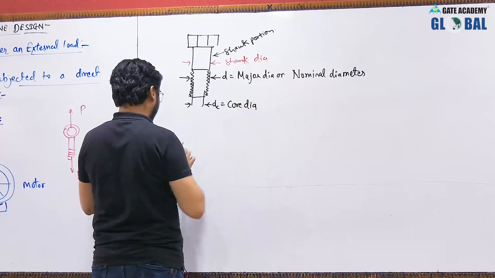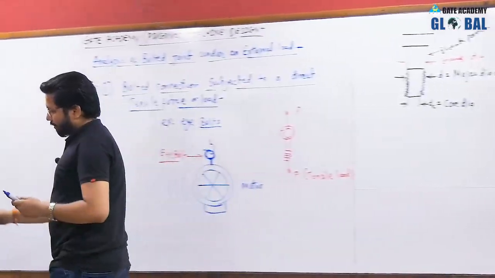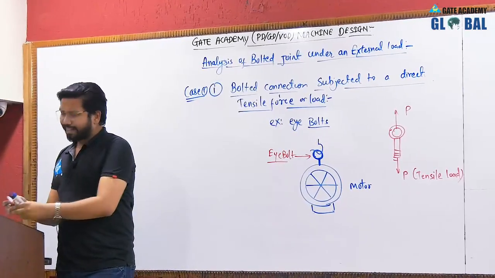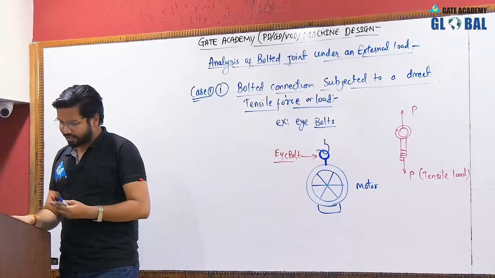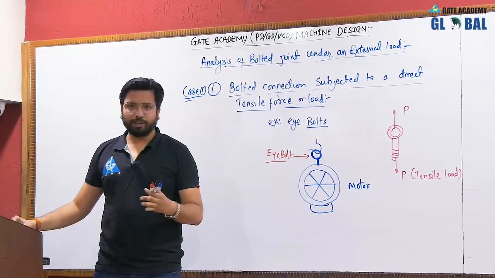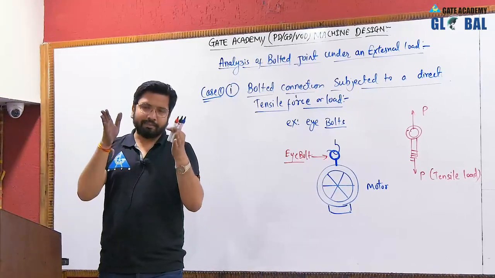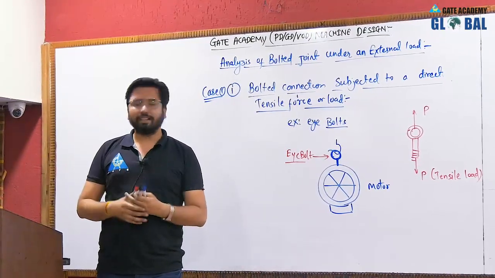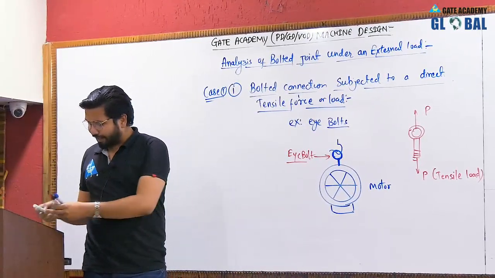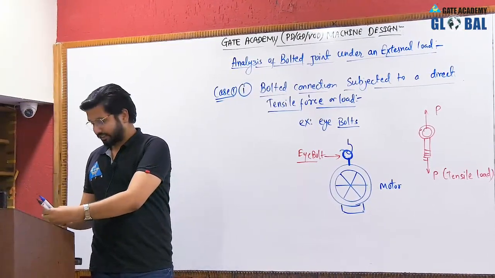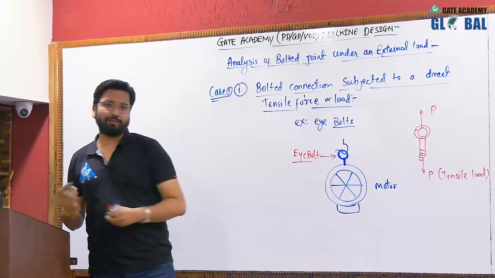So the shank diameter and the nominal diameter are the same thing. As per the numerical problems in the GATE examination, we will always consider it like this. And I have also told you that in many bolts you will see that the major diameter may be less than the shank diameter. But for numerical problem solving we will consider that this is equal to the major diameter of the bolt.